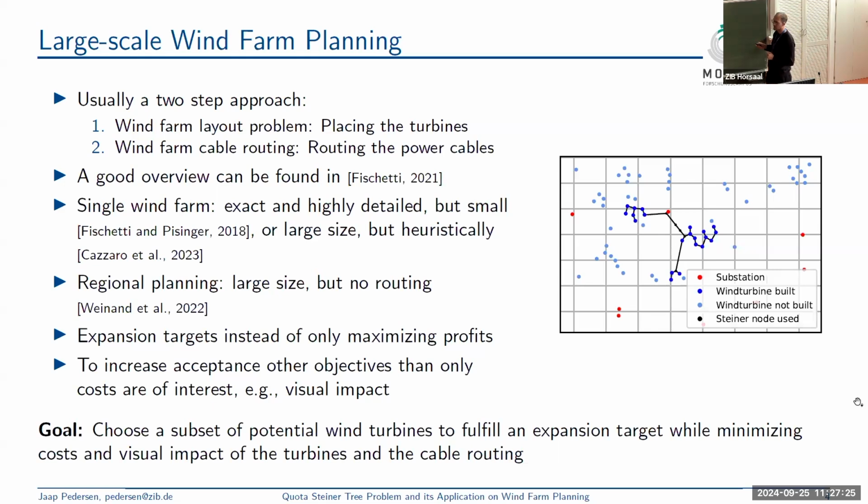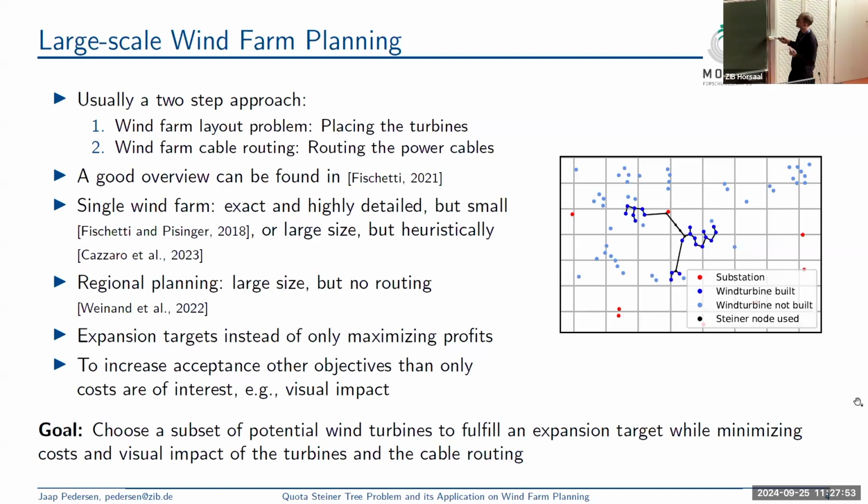And then to increase the acceptance in the population, also other objectives than only costs are of interest, especially the visual impact of these wind turbines or the cables. So the goal is to choose a subset of potential wind turbines to fulfill an expansion target by minimizing costs and visual impact of the turbines and the cable routing. So this is the topic of the talk.